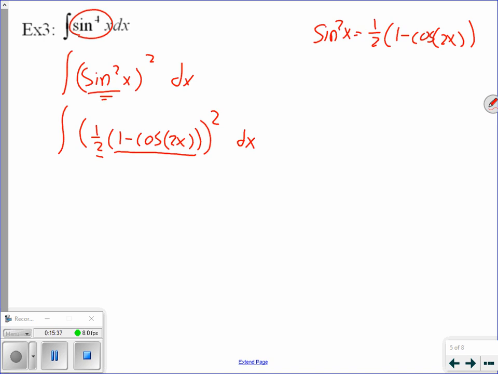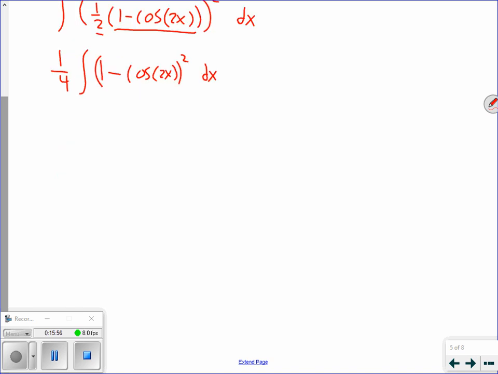So 1/2 squared is 1/4. So I'm going to have 1/4 out of the integral, and I'm left with 1 minus cosine of 2x all squared. And now it's just going to be a matter of how we simplify and how we integrate. So let's go ahead and FOIL everything out. So we can do 1 minus 2 cosine of 2x plus cosine squared of 2x.